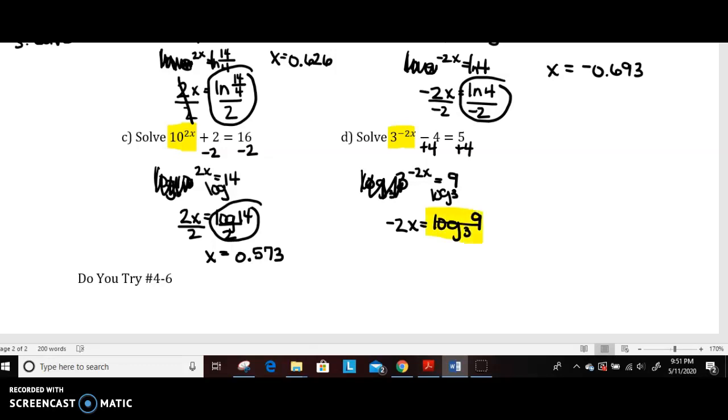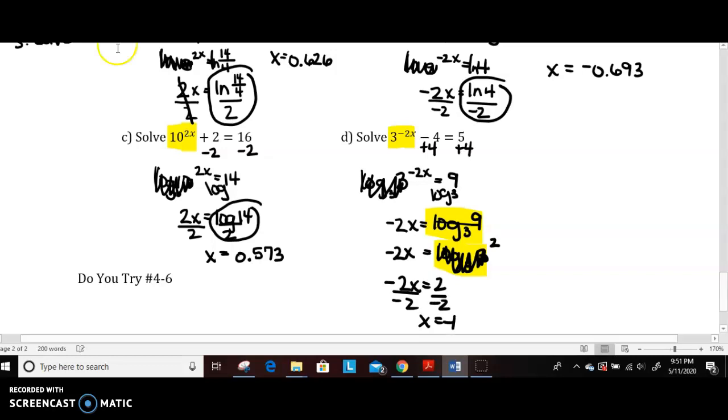Okay, now here's where we run into an issue, because in my calculator, I cannot plug this in, right? I can't plug that in because it's not a common log. But I can rewrite this to have the same base, log base 3 of 3 squared. Okay, because 3 squared is 9. So that's a perfectly legal move. And then if we have a log base 3 and a 3 there, what happens? They cancel out. So now I'm left with negative 2x equals 2. Divide by negative 2. x equals negative 1.